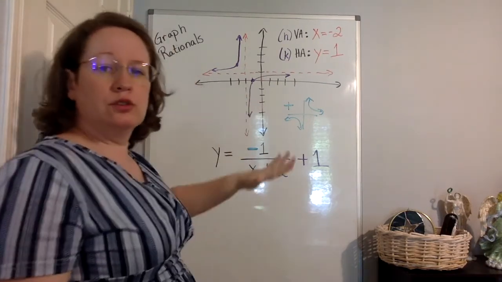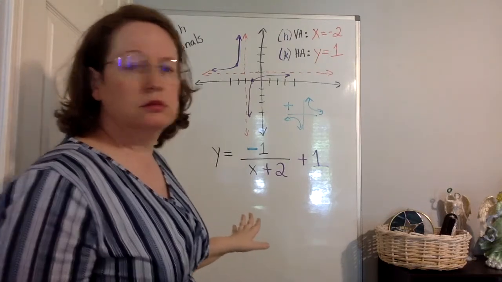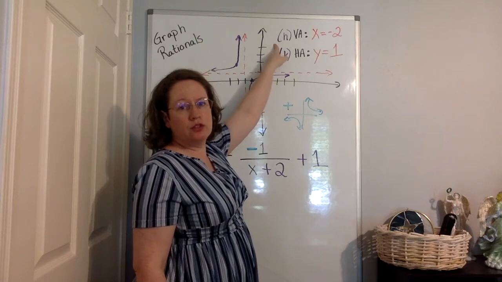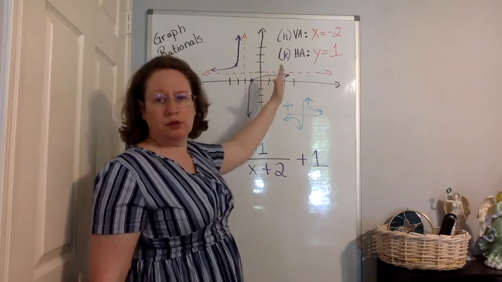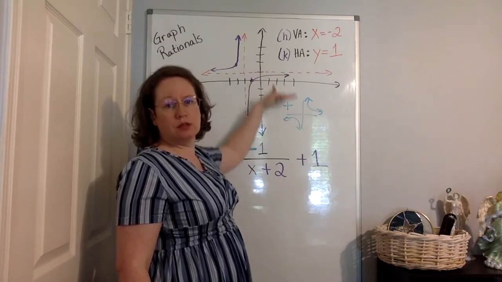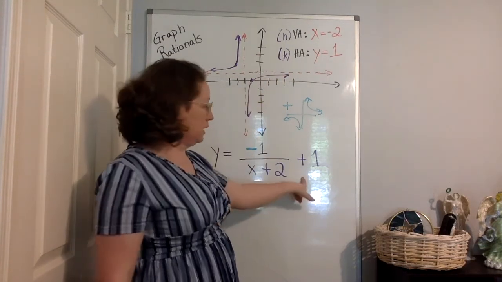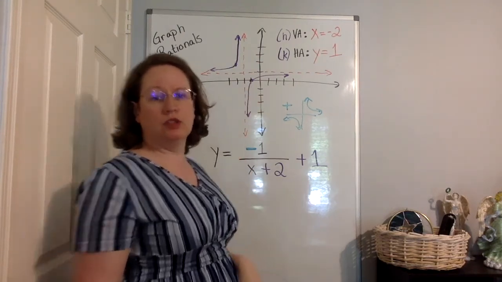So for rationals, you still have your a, h, and k. It's a simple fraction. Remember, h is my vertical asymptote, and that tells us if we move left or right. My k is my horizontal asymptote. That tells me if I moved up or down. I can find them from the equation and graph them, or I can find them from the graph and put them on the equation. Either way.